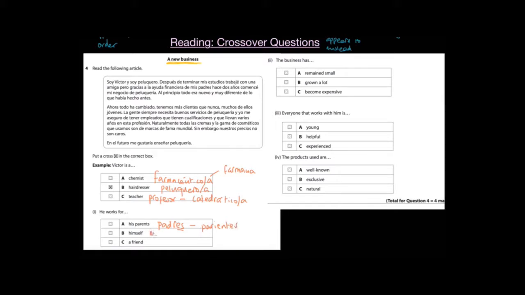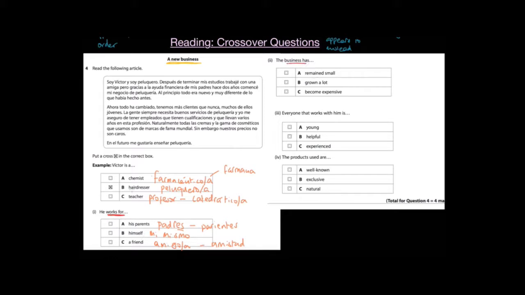Himself, we might find things like mi mismo. Okay, mi mismo, almost literally me, same. Okay, me, myself. And a friend, of course, we all know the word amigo or amiga. Okay, and also remember words like amistad, una amistad or amistades. It's another word for friend. So this question is he works for. Remember, if you can highlight things, just to be quick. So works for whom?